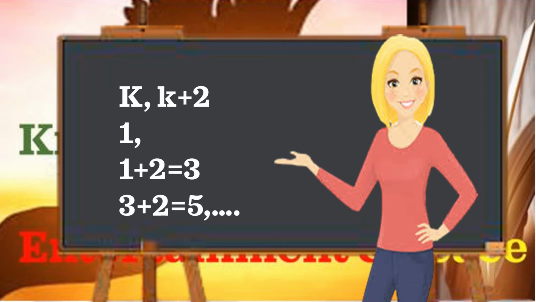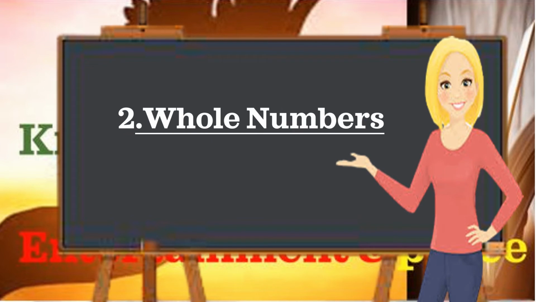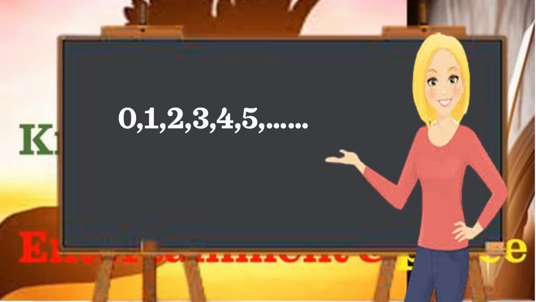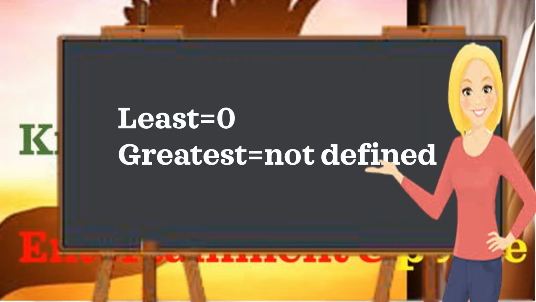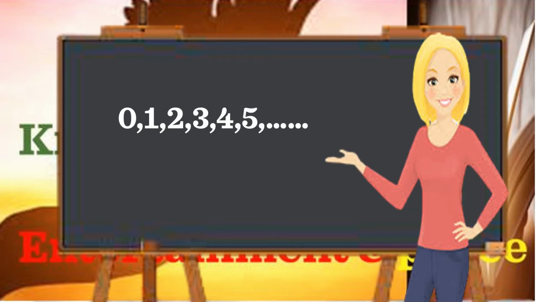Here the difference in the first one is only 1. If k is the first number, then the next number is k plus 2. If the first number is 1, the next number is 1 plus 2 equals 3, and the next number is 3 plus 2 equals 5, etc. Next is whole numbers. The set of natural numbers together with 0 is called whole numbers. That is 0, 1, 2, 3, 4, 5, etc. These are called whole numbers. The least whole number is 0 and the greatest whole number is not defined.